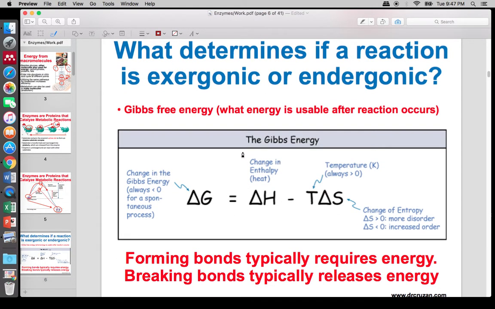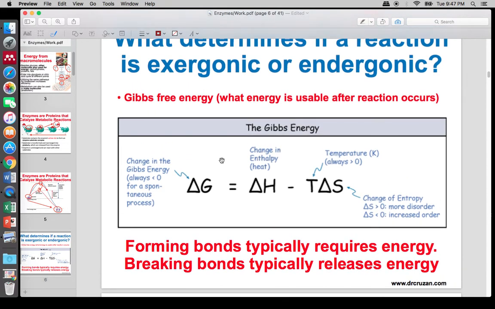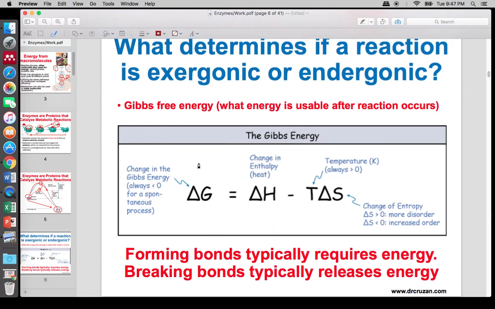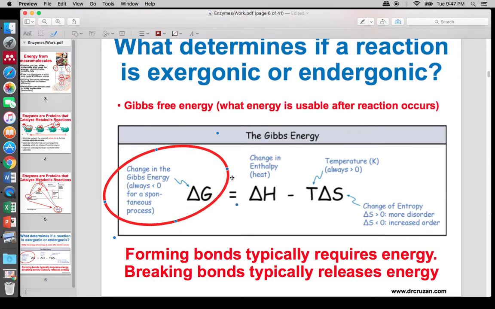So we get into these three terms: exergonic or endergonic, Gibbs free energy, and, I would just say, favorability. What I need you to know, I'm not going to give you this equation to do any math or anything, but it will definitely help your understanding if you know where Gibbs is coming from.